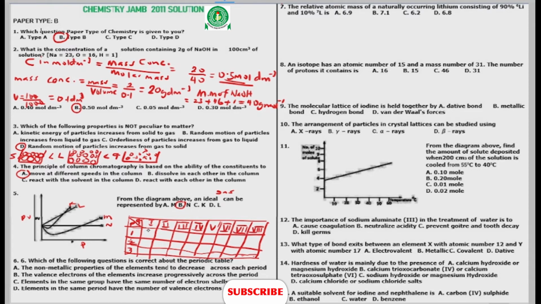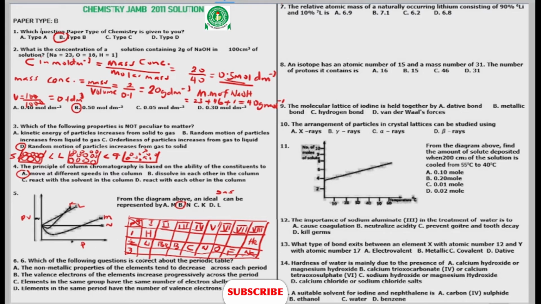Now, here we have hydrogen, which usually behaves like a metal and non-metal, but we can put it in group 1. This one is helium. We have the lithium here, the beryllium here, the boron, the carbon, the nitrogen, the oxygen here, the fluorine, then the neon. Now you can see that this is the sketch of the diagram for the periodic table.